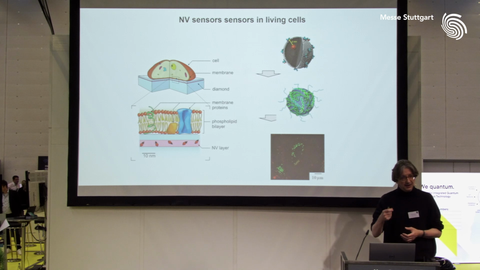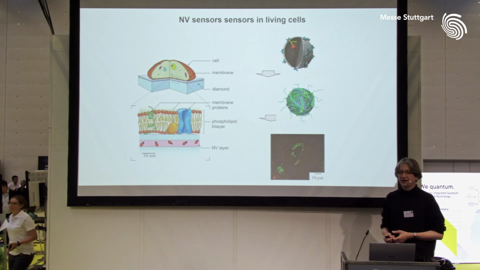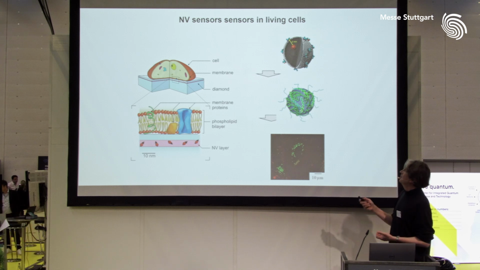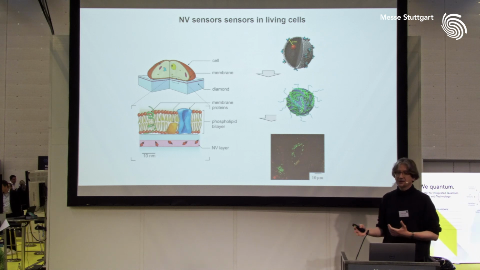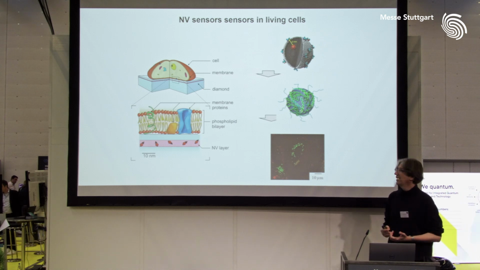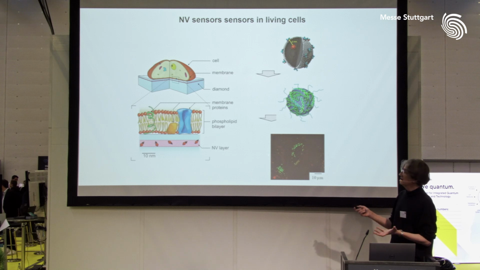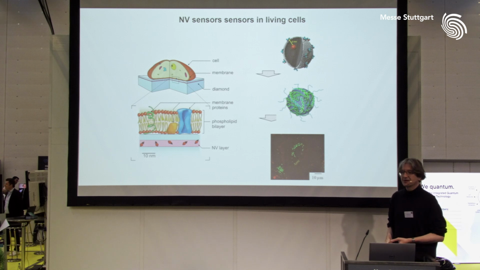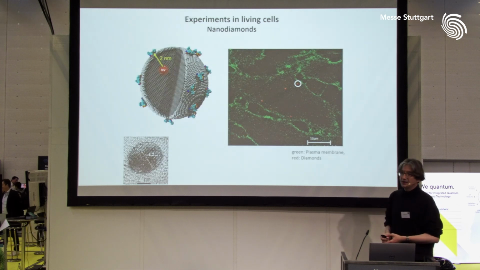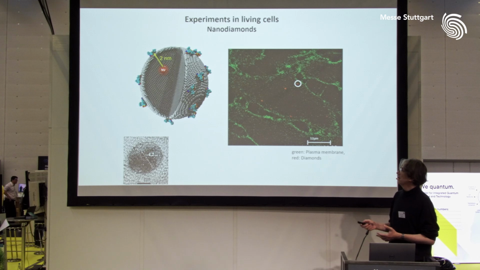If you want to see deeper and have fewer limitations, you need to bring the sensor inside of cells. And here, an interesting avenue is to use not a big piece of diamond, but rather nanodiamonds carrying these color centers. They can be taken up by cells, and here I show you an image of a cell using a fluorescence microscope.